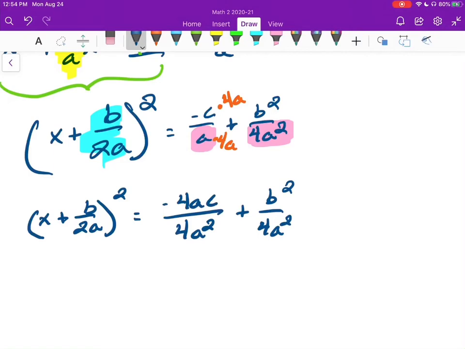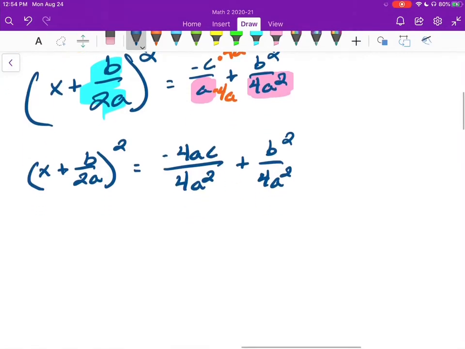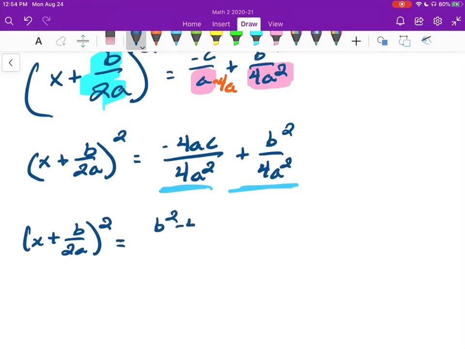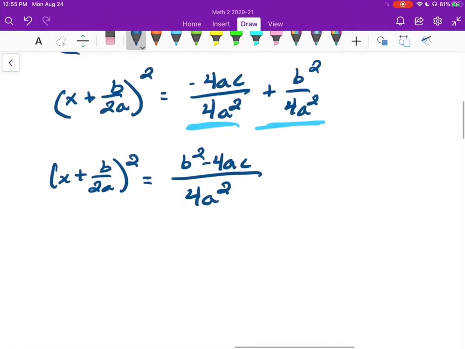Okay? This will make sense in just a second, but I'm going to swap the spots of these two. Because this one's positive and the other one's negative, it'll look a little bit nicer, and I'm going to combine them together in that term too. So I'm going to have x plus b over 2a squared equals b squared minus 4ac over 4a squared. And that should start to look like the quadratic formula there. We can kind of see that this statement there is exactly in the quadratic formula.